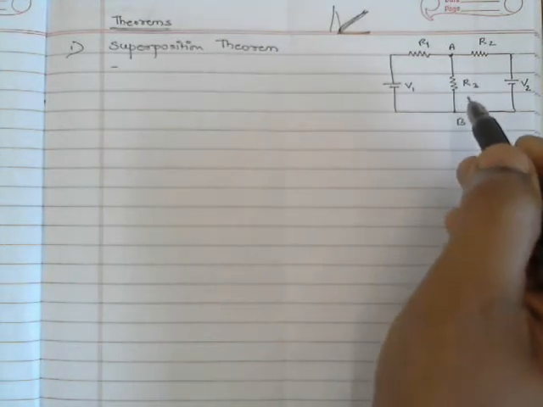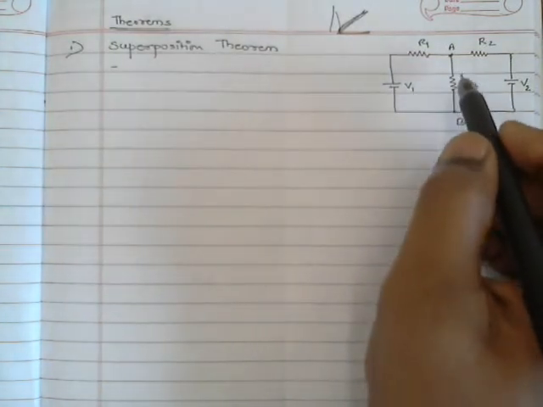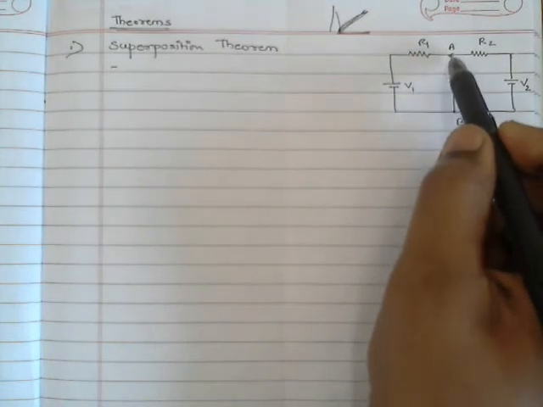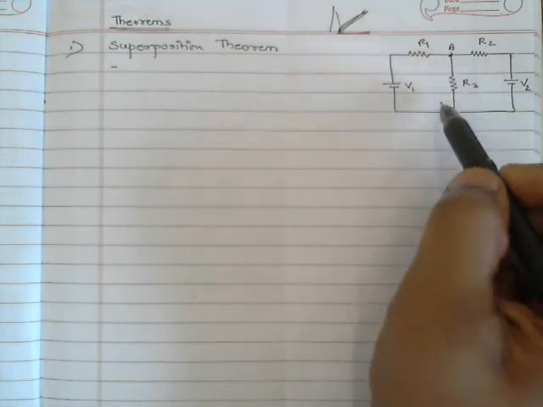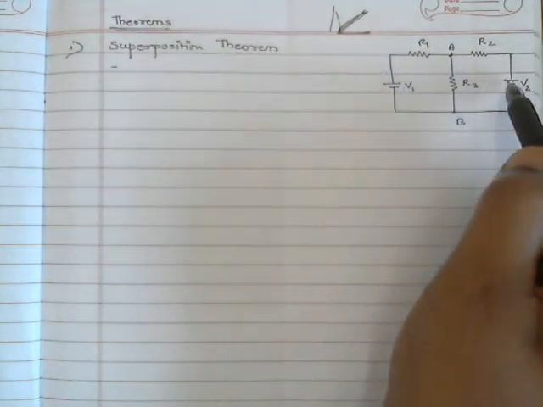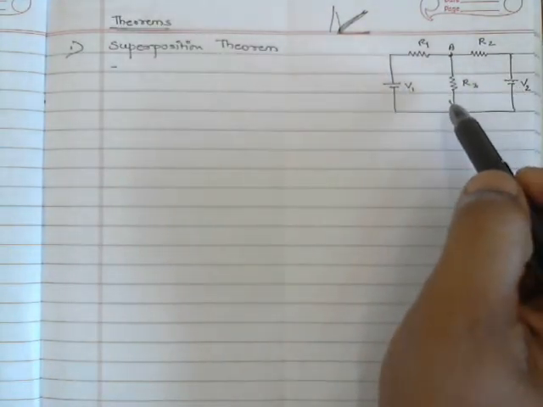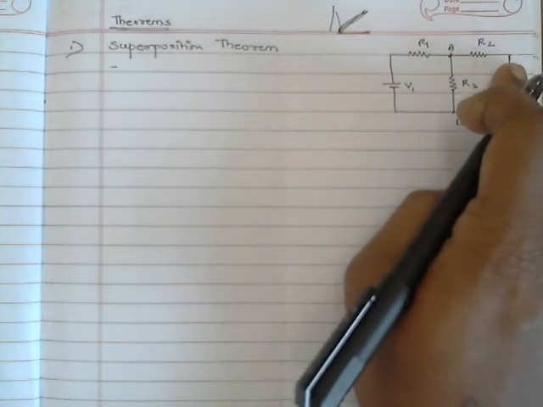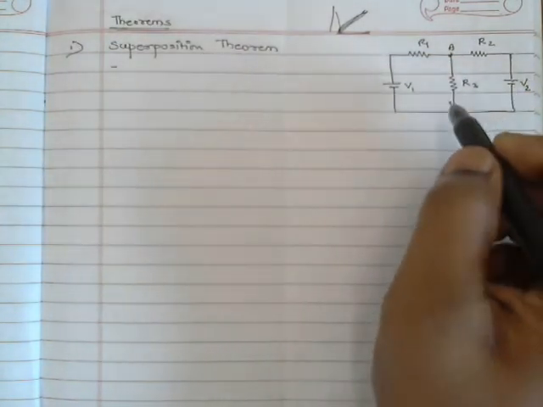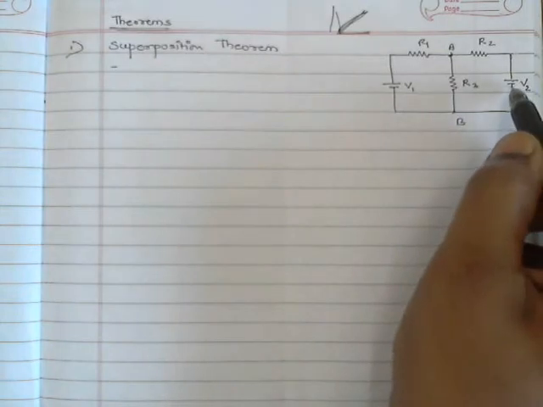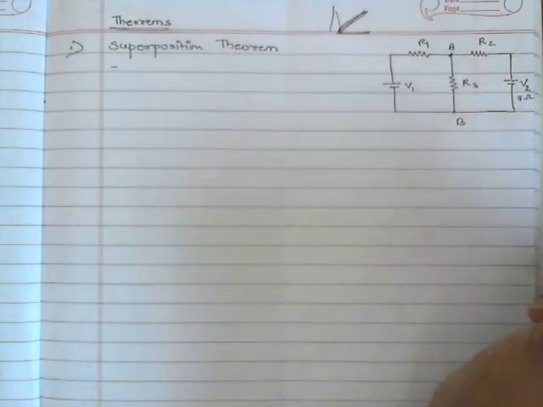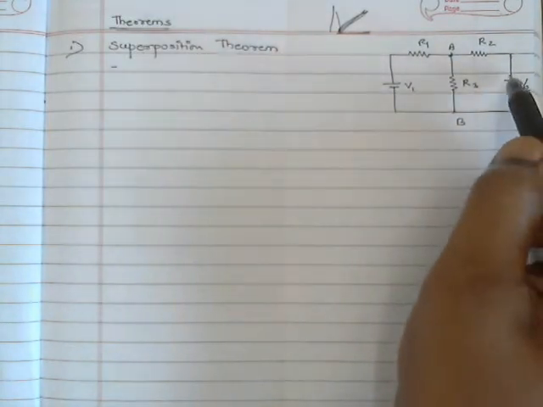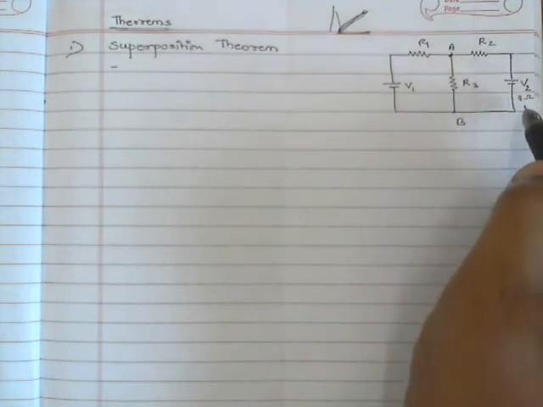Okay, let me make it very clear. If we want the current through this particular branch AB, then you can see there are two sources, right? So this theorem states that at a time we consider one source, and when you consider this source, replace the other source by its internal impedance. Generally, the internal impedance is expected to be 0. If it is given in a numerical, then you can consider it. If it is not given, you can directly take it as 0.